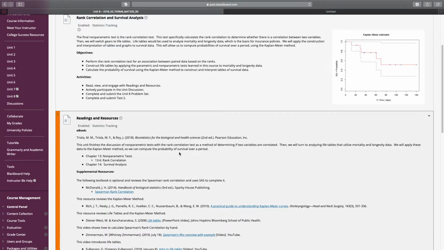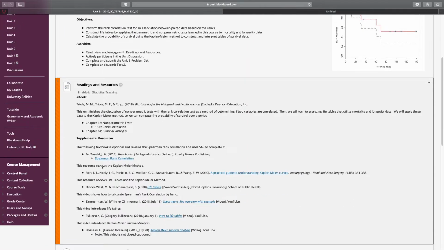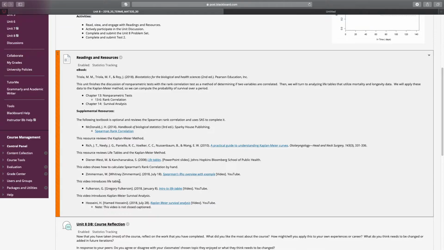But this particular unit deals with Chapter 13, Section 13.6 on rank correlation, and then Chapter 14 on survival analysis, 14.1 and 14.2. There's only 2 sections in that one. There's a bunch of supplemental materials and videos other than the ones I'm producing.